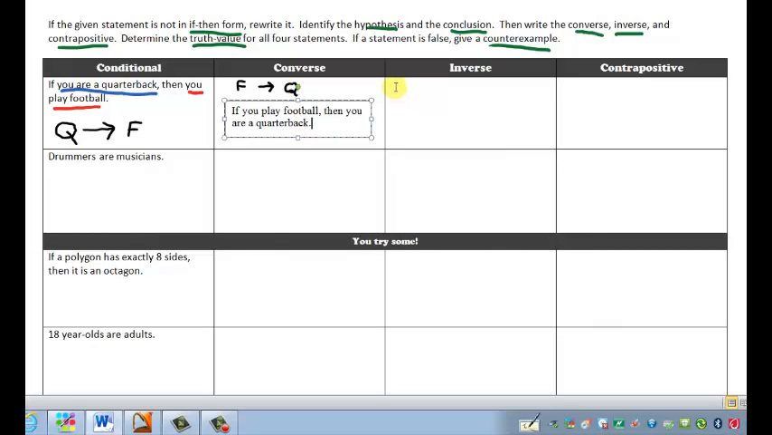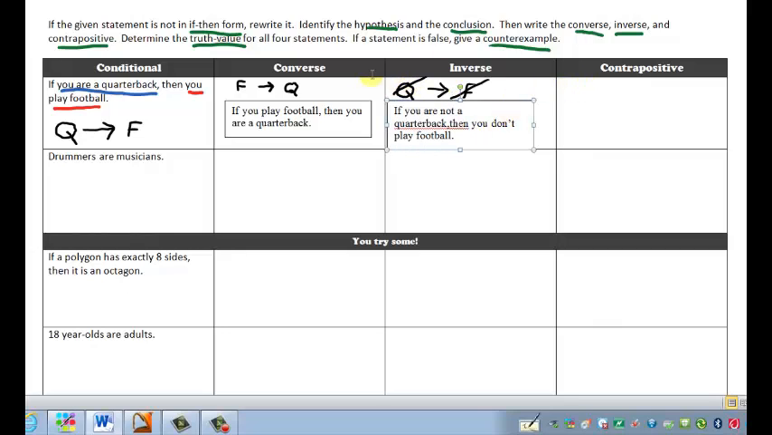Okay, let's try the inverse now. On the inverse, we leave the original in its spots, but we change or negate them. And so we're going to want to say it this way. The original was, if you're a quarterback, you play football. Now it's going to say, if you are not a quarterback, then you do not play football. Okay, so in written form, if you are not a quarterback, then you don't play football.